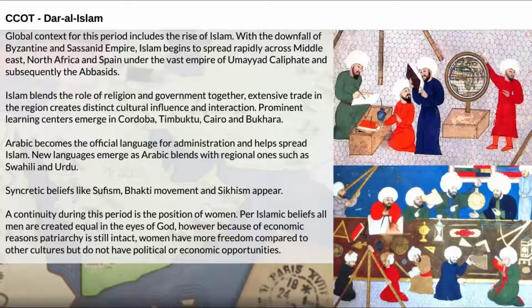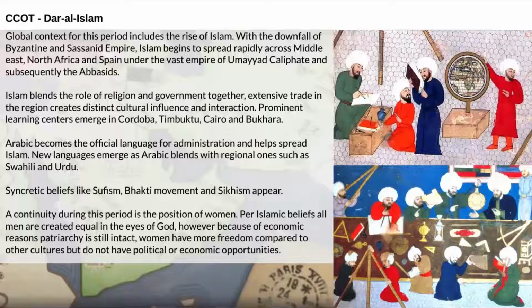Extensive trade in the region creates distinct cultural influence and interaction. Prominent learning centers emerge in Cordoba, Timbuktu, Cairo, and Bukhara. Arabic becomes the official language for the administration and helps to spread Islam. Over time, new languages emerge as Arabic blends with regional ones, such as Swahili and Urdu. Syncretic beliefs, such as Sufism, Bhakti movement, and Sikhism appear.